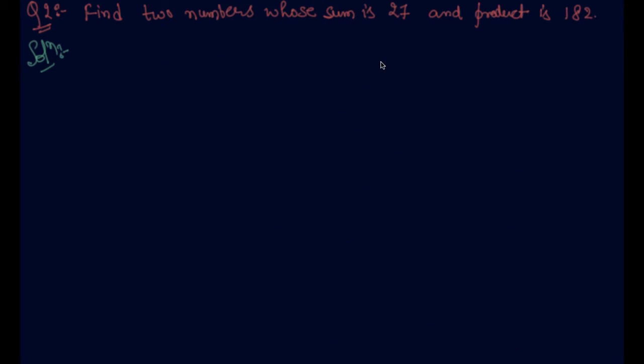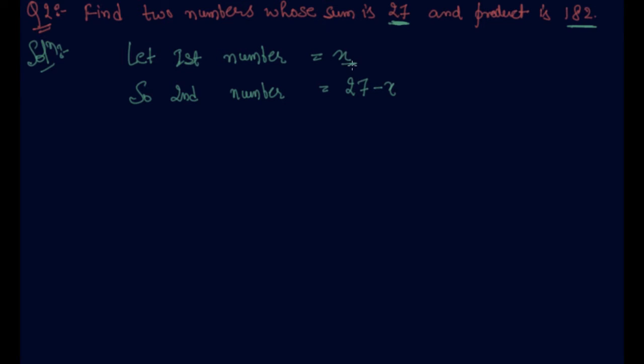So students, here is one more question to find out the roots of a quadratic equation. The question we are given here is, find two numbers whose sum is 27 and their product is 182. So let us suppose the first number is x. So the second number would be 27 minus x, because it was given that the sum of the two numbers is 27 and we supposed the first number is x, so our second number will become 27 minus x.